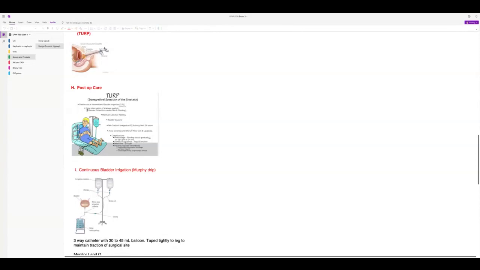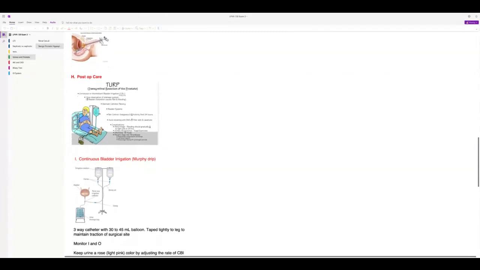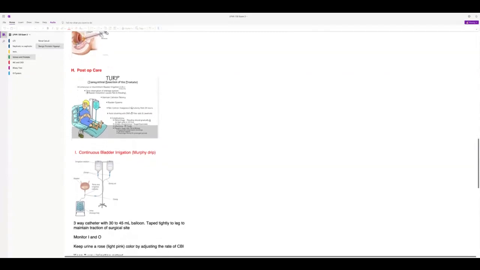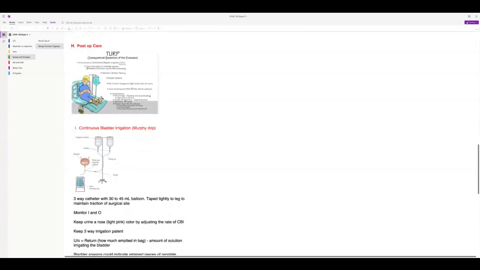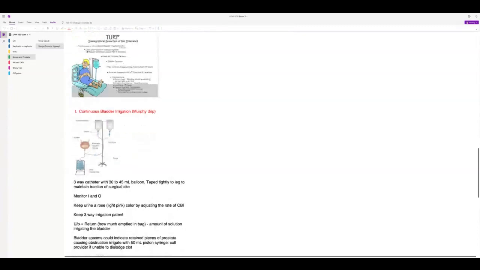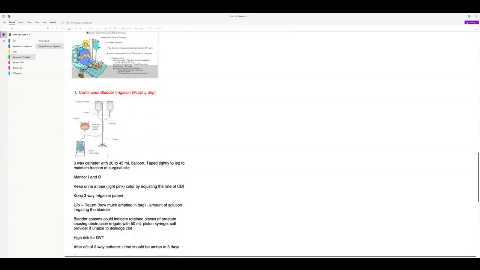So, anyways, what you're trying to do is run a continuous bladder irrigation. You never, ever, ever want to see bright red blood. Okay, so you're making it a nice rosé color, we used to call it. So it's a three-way catheter with a 30 to 45 milliliter balloon taped tightly to the leg to maintain traction of the surgical site. So you're going to monitor the I&O, keep the urine a rosé color, and you do that by adjusting the rate of this constant bladder irrigation system.